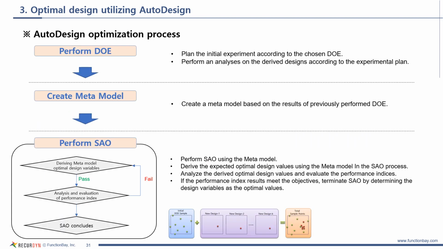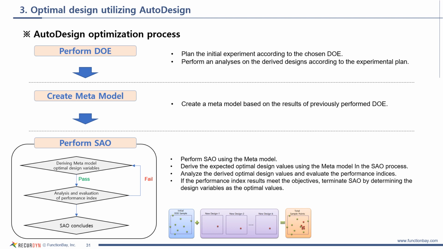Before defining the optimization-related settings, let me explain the process of optimization in AutoDesign. In the DOE phase, the simulation is performed for predetermined cases based on the DOE method. The number of simulations to be performed in the DOE phase can be determined before the entire process is executed. Once the DOE phase is completed, a meta model, which is a surrogate model of the actual model, is created using the DOE results.